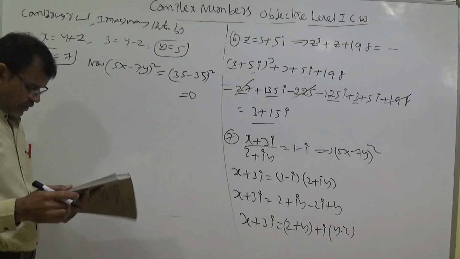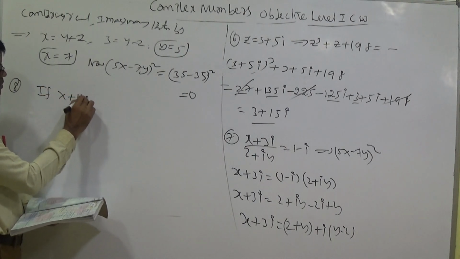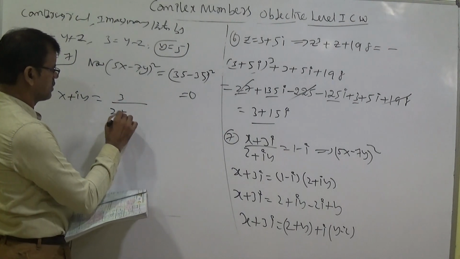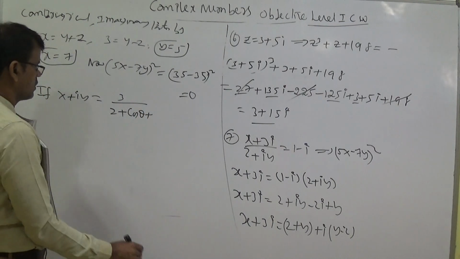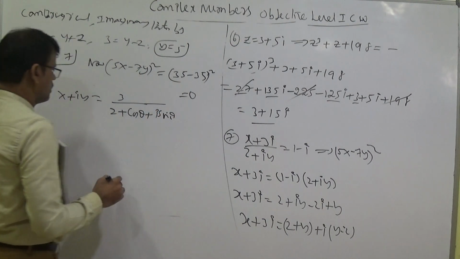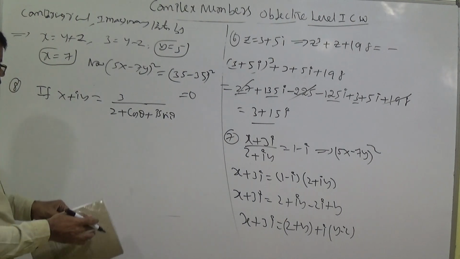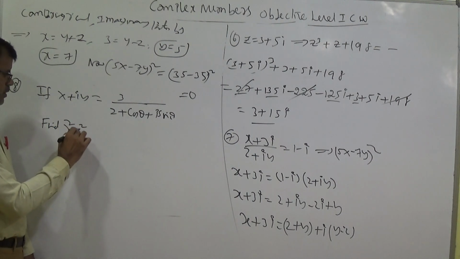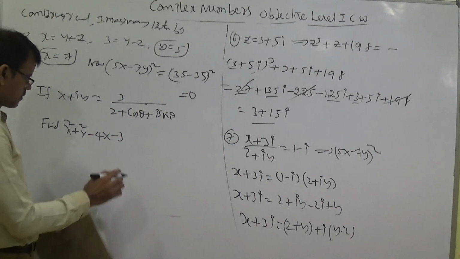Exercise, if x + iy is equal to 3/(2 + cos θ + i sin θ), I am writing. This is an IP sum, Roman number 2, first question in exercise 1b, the topic deleted in IPE. x + iy is equal to 3/(2 + cos θ + i sin θ), then calculate x² + y² − 4x − 3. Find the value of x² + y² − 4x − 3 plus 3.